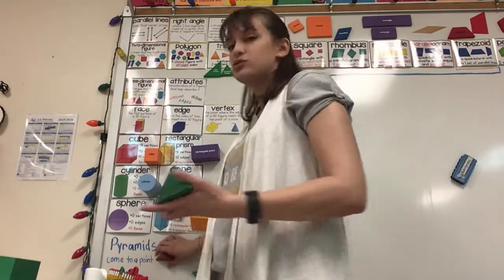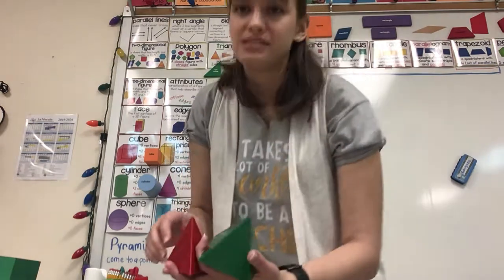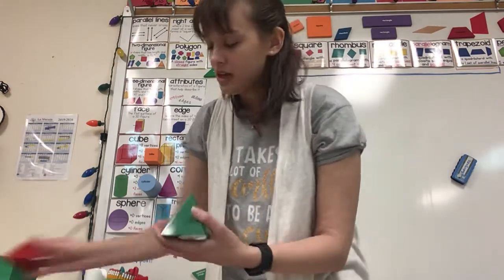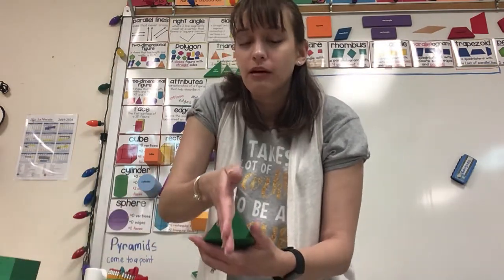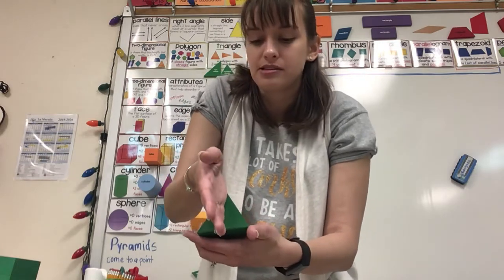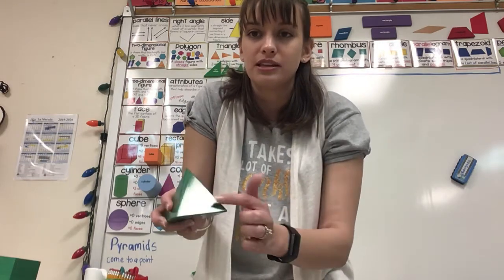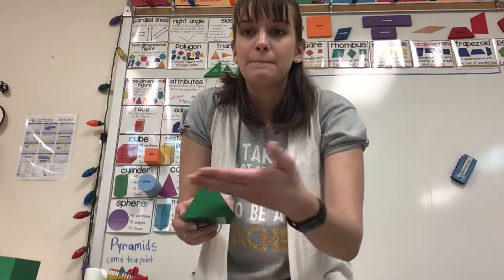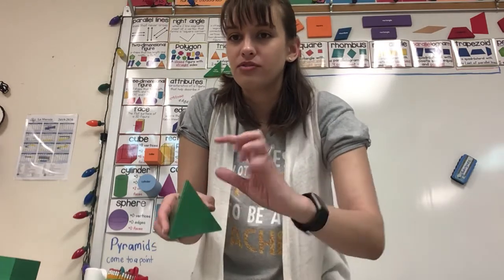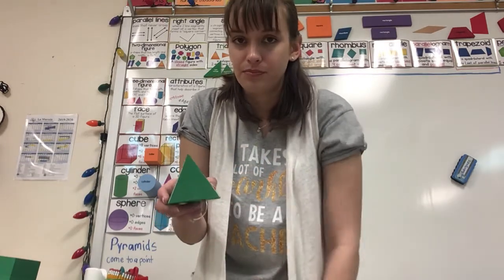Pyramids, they come to a point. They don't pass the prism test. If I cut a pyramid like that, okay, it could pass the test. The inside would be a triangle, just like the outside on a square pyramid. But if I tried to cut the top off, the top isn't equivalent with the bottom. Same thing with a triangular pyramid.